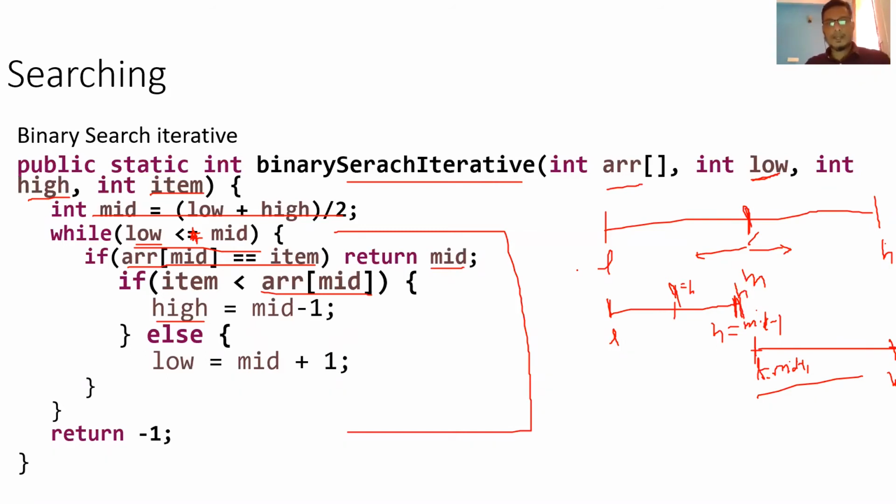I think you people got binary search, right? Binary search will take big O of log n. You can sort any unsorted array using merge sort, right?